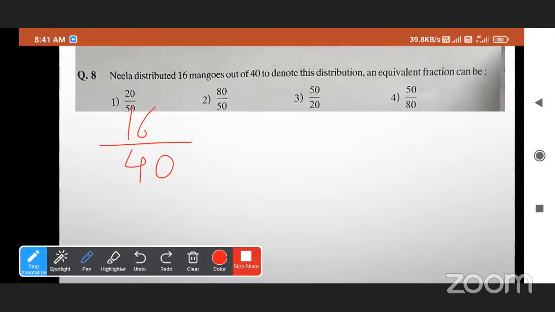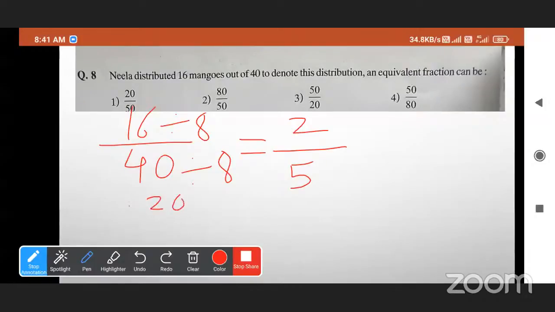Okay, we will simplify this fraction. These are the multiples of 8. So 16 divided by 8 is 2 and 40 divided by 8 is 5. So here the fraction comes to 2 upon 5. Now, which one is equivalent to 2 upon 5? Check the first one, 20 upon 50. Is it equivalent or not equivalent?